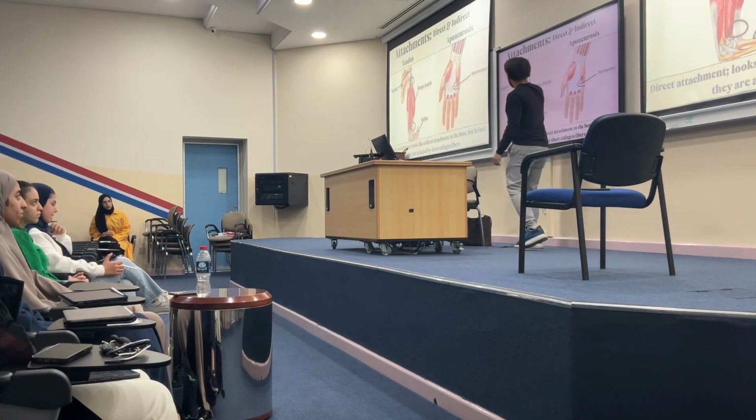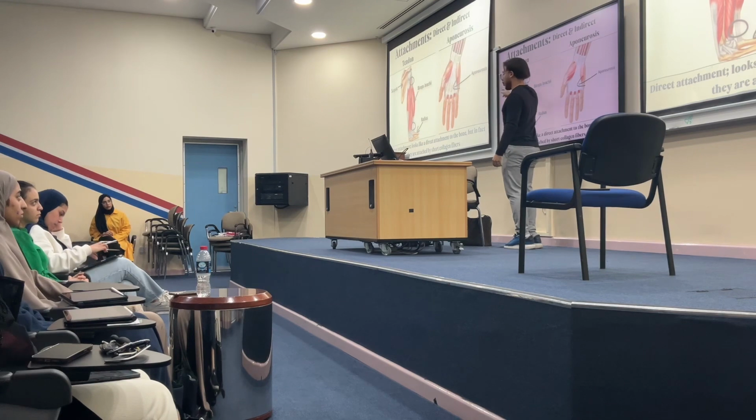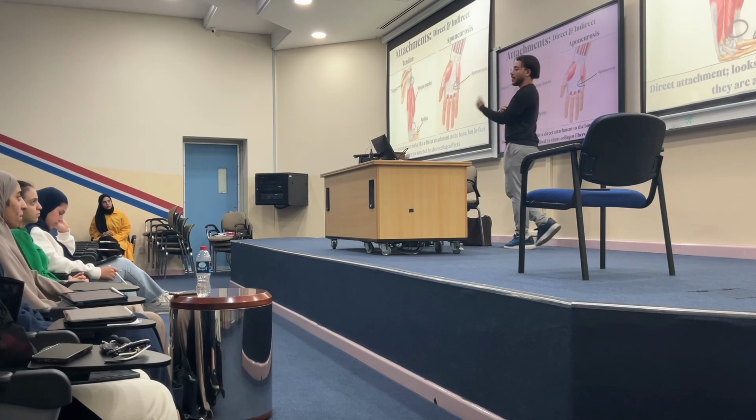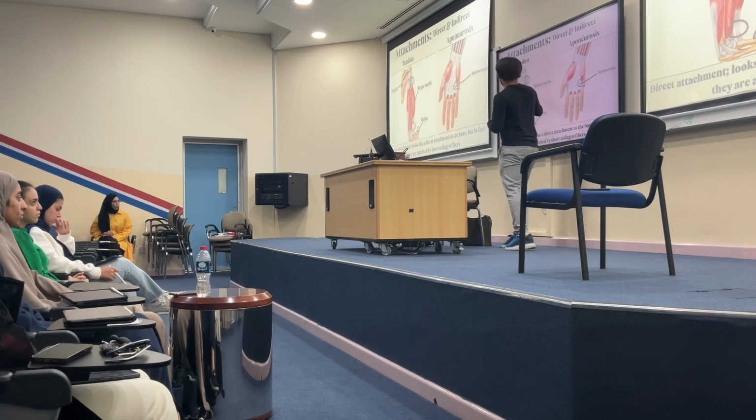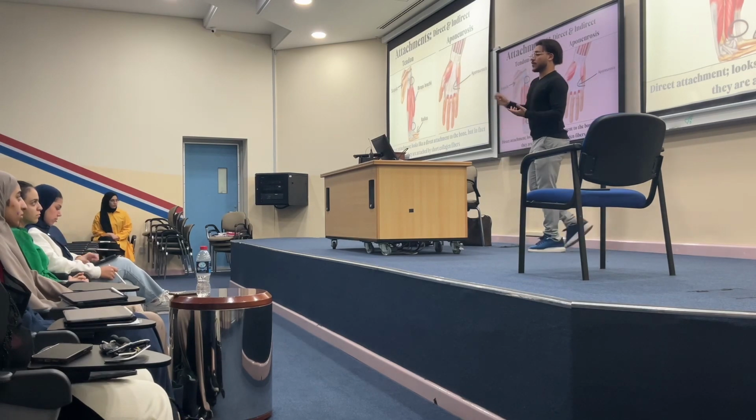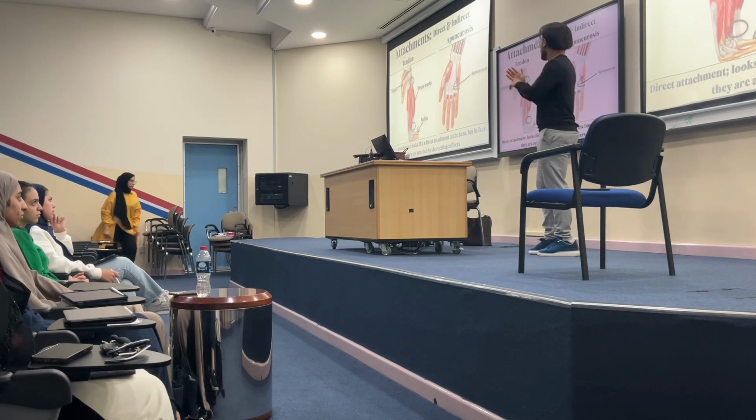Basically, this is the bone, okay? This is a scapular bone and this is the radius bone. This is the biceps, this is the muscle. The muscle attaches here and here using these tendons. So tendons are the specialized connective tissue that connects the muscle to the bone.